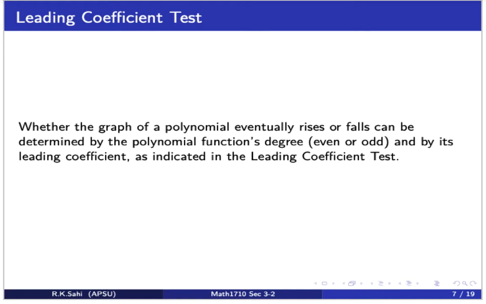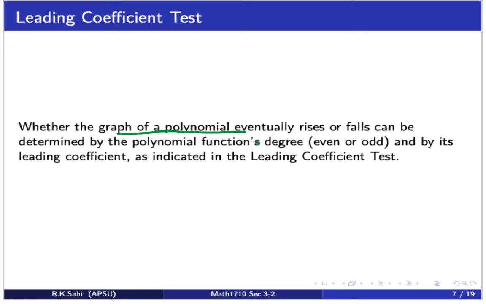Hello everyone. Now we are going to look at leading coefficient tests. This is part of section 3.2. These are polynomials and rational functions of higher orders. Now, whenever we have a graph of a polynomial of degree greater than or equal to 3, we would like to know, are there other ways by which we can actually find out how the graph looks?